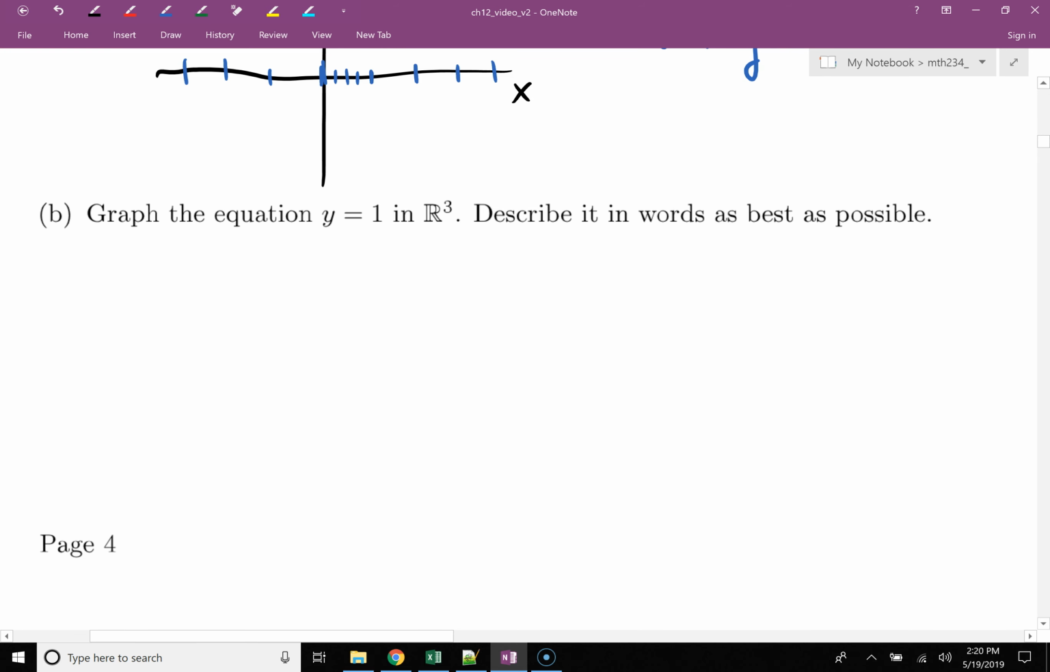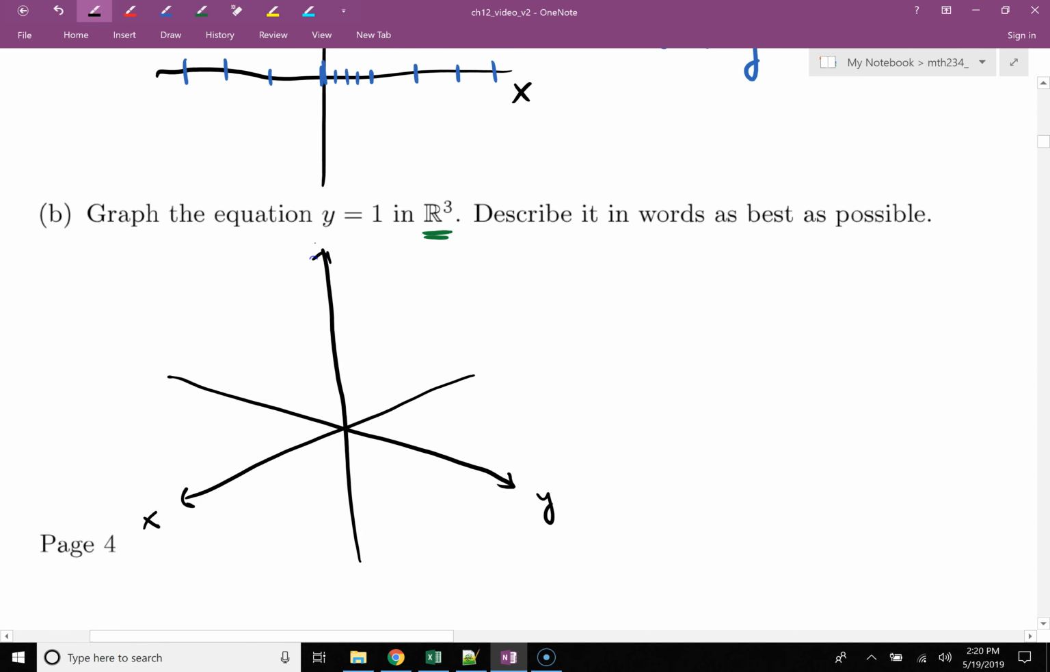Graph the equation y equals 1, but now we're not in the xy plane, right? We brought up last time that this means the xyz space. So let me go ahead and draw out my axes here. This is going to be my x-axis. Here we're going to have a y-axis, and here we're going to have our z-axis. And I'd like to graph this y equals 1 now in 3 dimensions.